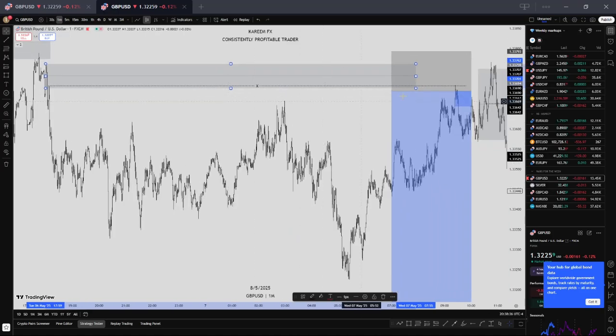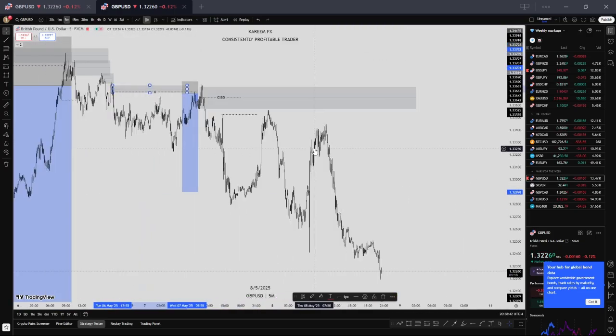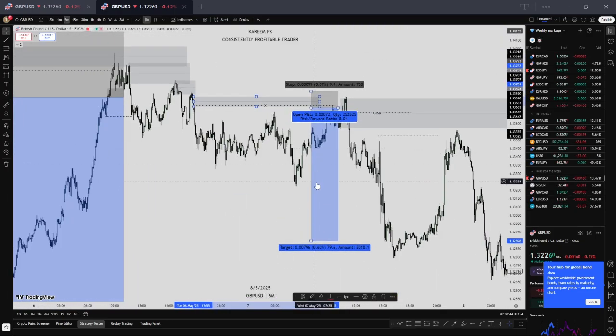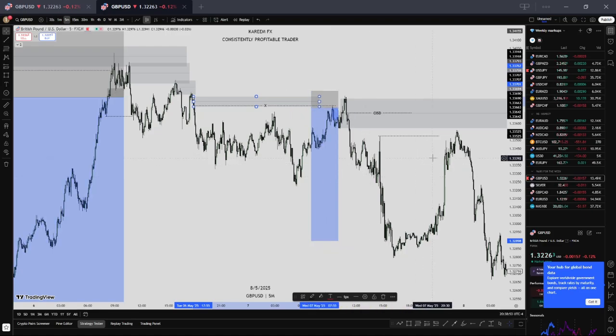So that's where I took my entry from. Price came to it, kind of tapped me in, and then dropped. So that was the trade we took, and that was a 1 to 8 on pound USD. That was the first trade we took. I'll share with you the screenshots.